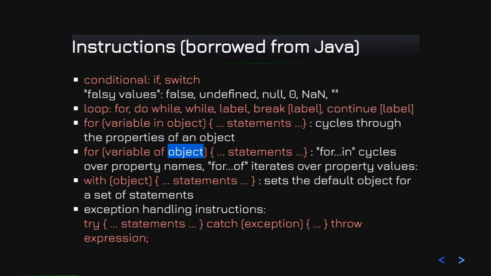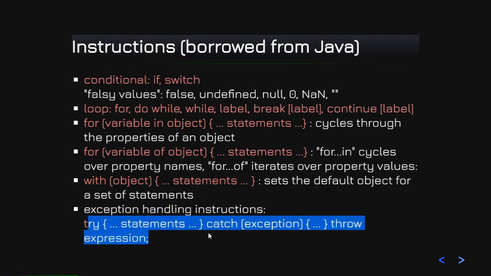And we also have with, which applies this object to all the statements here, if we don't want to write the name of the object and then dot the method name. We can write with object and just call the method, and the object will automatically prefix the method. And then we also have exception handling instructions, try and catch and throw, similar to Java.